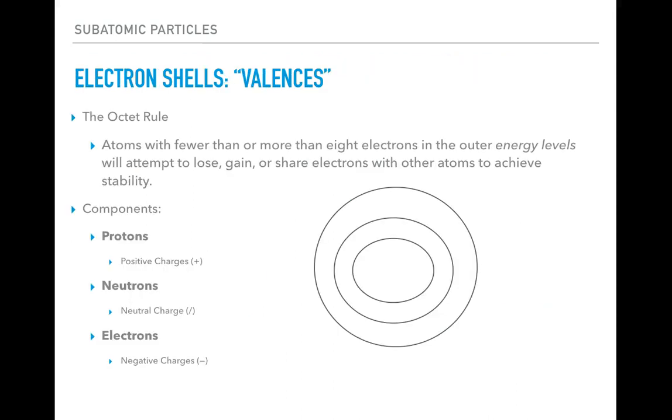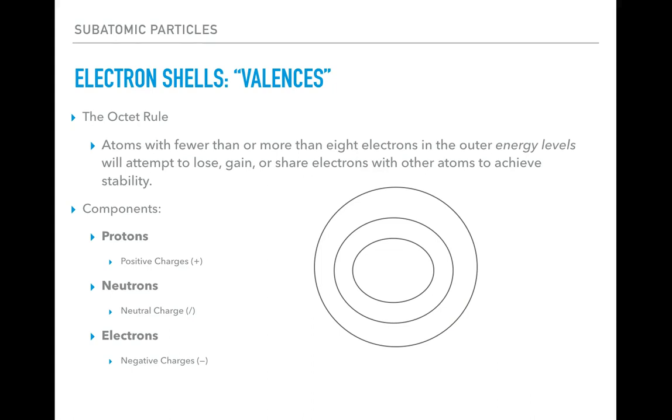As we continue discussing the subatomic particles, we need to become familiar with what is known as the Octet Rule. This rule states that atoms that have fewer than or more than 8 electrons on their outermost energy level will either attempt to lose, gain, or share electrons with other atoms to achieve stability. In other words, having a total of 8 electrons on its outermost shell means that an atom or element is stable.